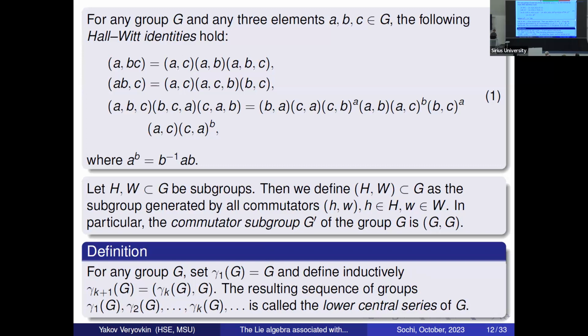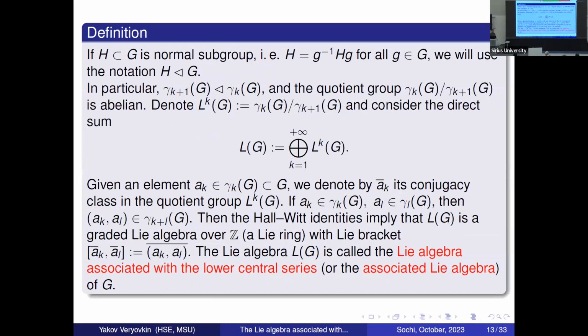Okay. If H, a subgroup of G, is a normal subgroup, we will use the next notation. In particular, gamma k+1 is a normal subgroup of gamma k. And the quotient group gamma k by gamma k+1 is abelian. Denote by L_k this factor gamma k by gamma k+1, and consider the direct sum like this.